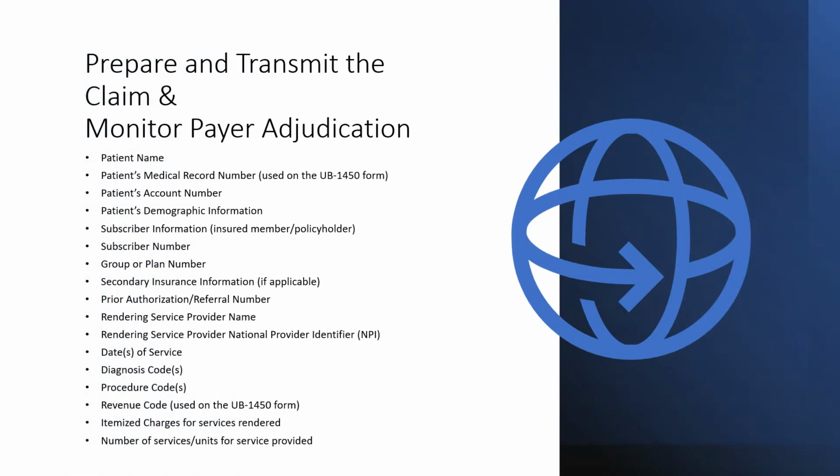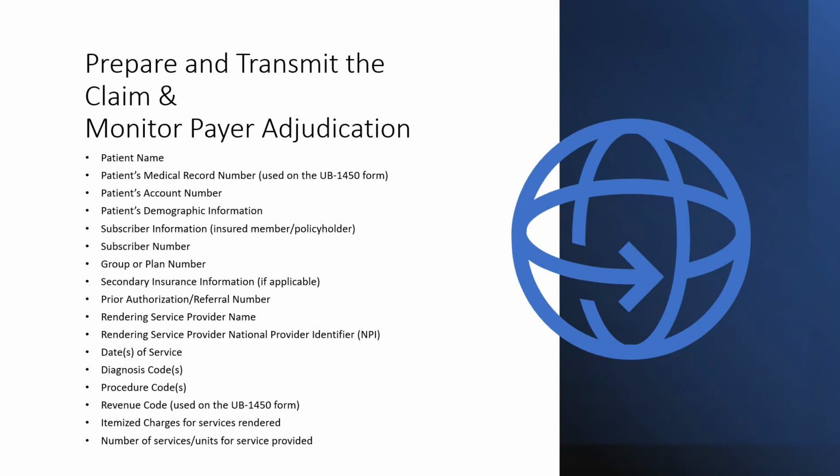Next, we're going to talk about preparing and transmitting the claim, as well as monitoring payer adjudication. So a claim is a comprehensive pooling of all data relating to a patient for a particular treatment, and all registration, charges, and provider information is contained in this form, which is sent to the insurance carrier for processing. This list of information needs to be filled out correctly and accurately to prevent denial of a claim.